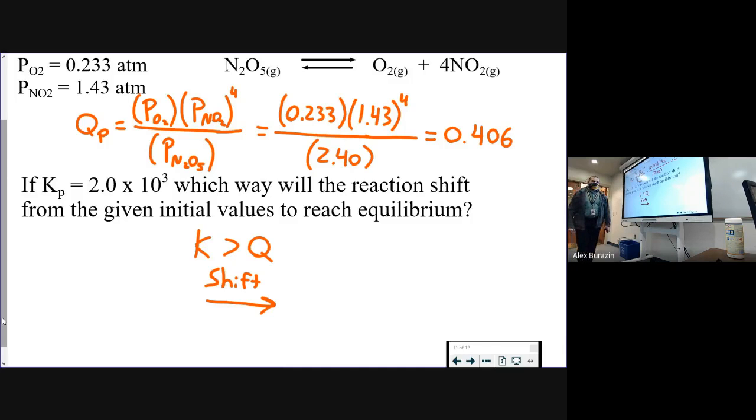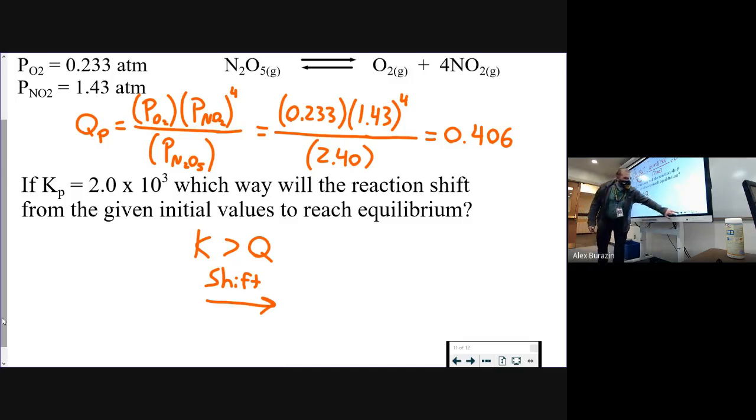So again, the whole purpose of these comparisons is to figure out where the reaction is and where it is trying to go. Do we currently have too many products, not enough products? You make a comparison, and then you decide which direction you're going to head.